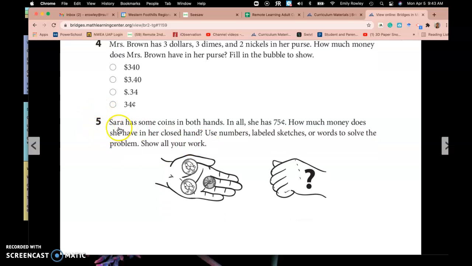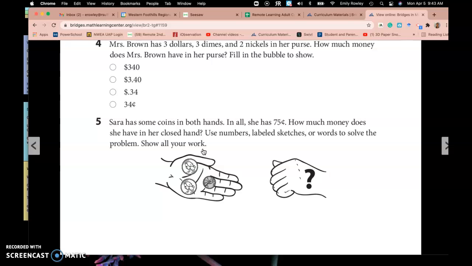Last question. Sarah has some coins in both hands. In all, she has 75 cents. How much money does she have in her closed hand? Use numbers, labeled sketches, or words to solve the problem. Show all of your work.